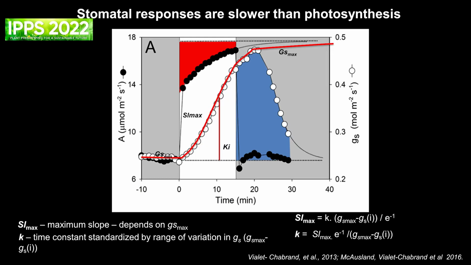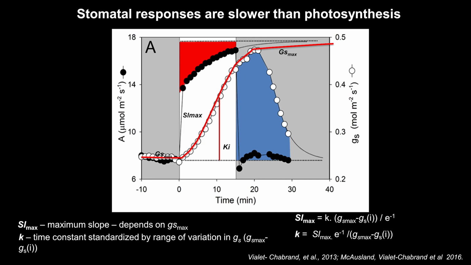To parameterize this, we're using a model developed by Sylvain Vallée-Chambron, who's in the audience somewhere. Previous work in this area looked at SL max, the maximum slope of the stomatal response. However, SL max is driven by the magnitude of change, which made it tricky to compare different species. So Sylvain came up with a model that fits an exponential. We used a time constant, K, that represents the time for the stomata to open to about 63%.